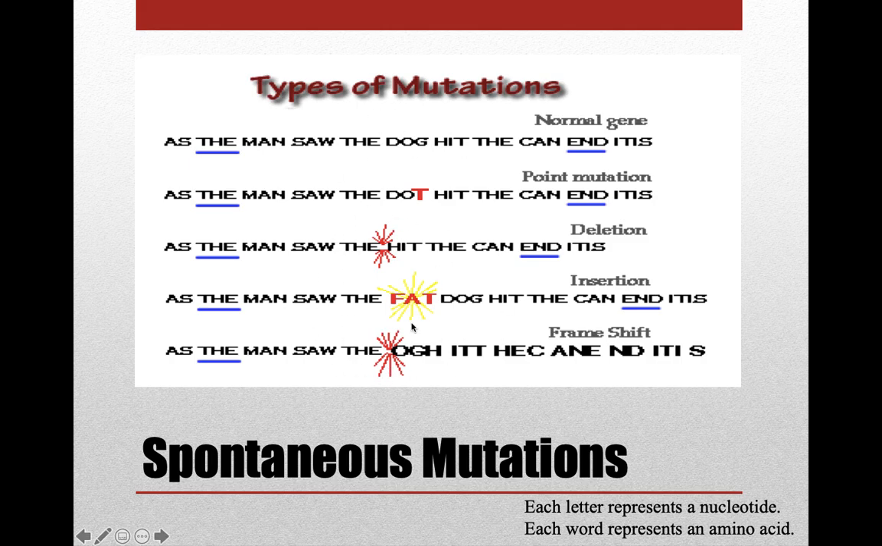Now, mutations that change the proteins that are produced, or the amino acids that are in the protein chain, they matter. Those are the ones that can lead to significant problems. So the first one is something called a point mutation. The man saw the dog hit the can. Now in this case, the nucleotide G has been swapped accidentally for a different nucleotide inside of the DNA chain. Now this changes the message completely. The man saw the dot hit the can. When this occurs, the amino acid is changed.